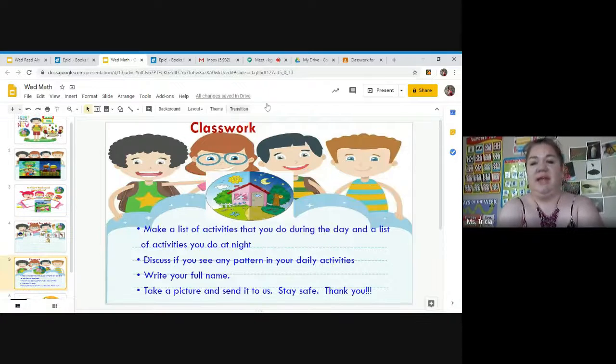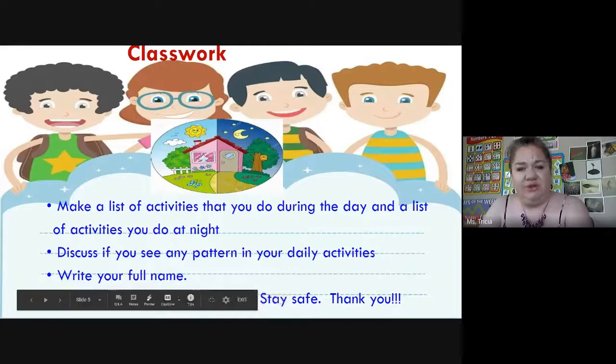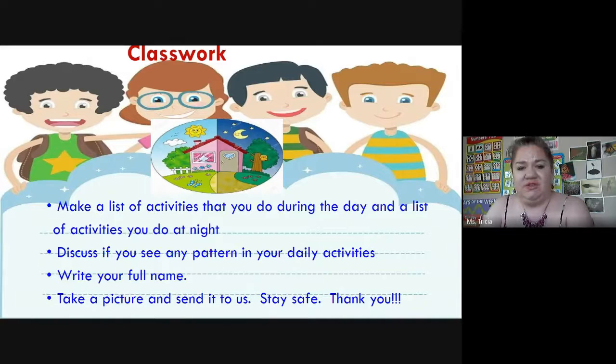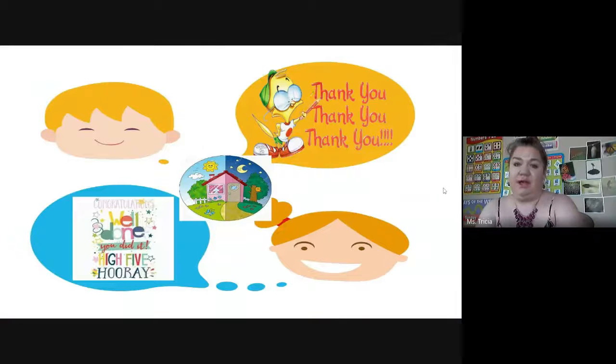So here's today's activity for Google Classroom. You are going to make a list of activities that you do during the day and a list of activities that you do at night, and discuss if you see any patterns in your daily activities. Write your full name and take a picture and send it to us, or post on Google Classroom. Make sure you add the file to post on Google Classroom.